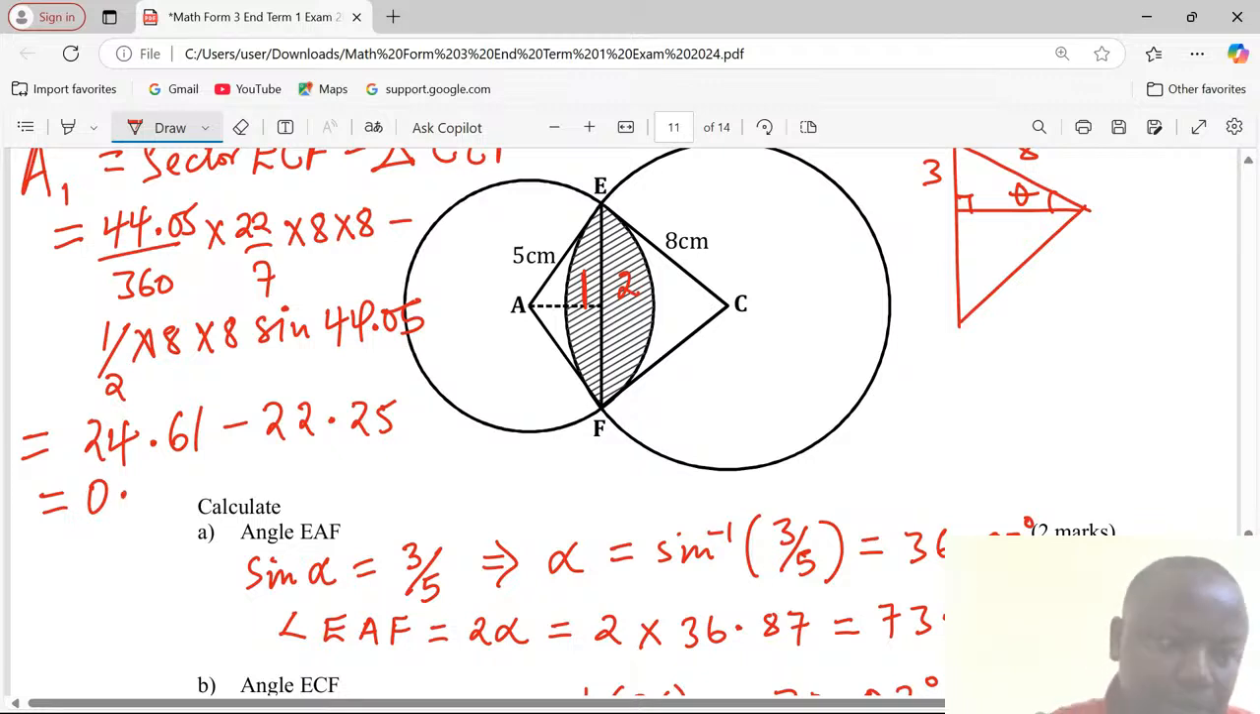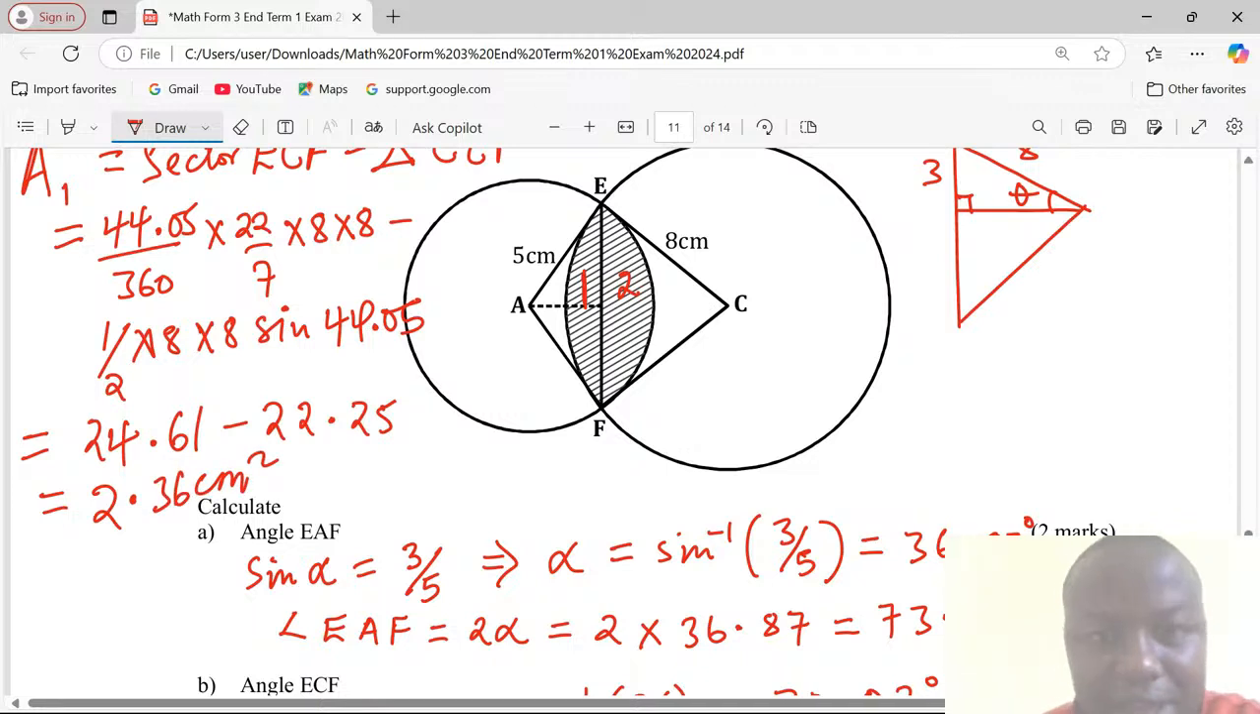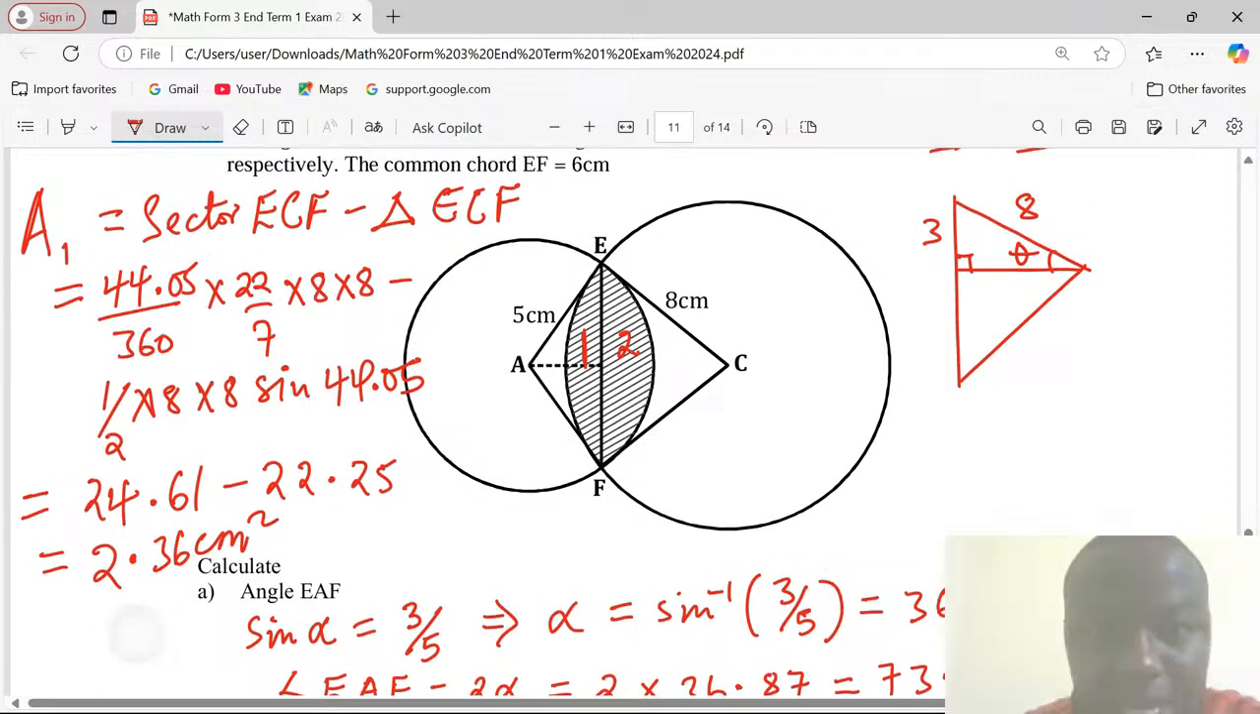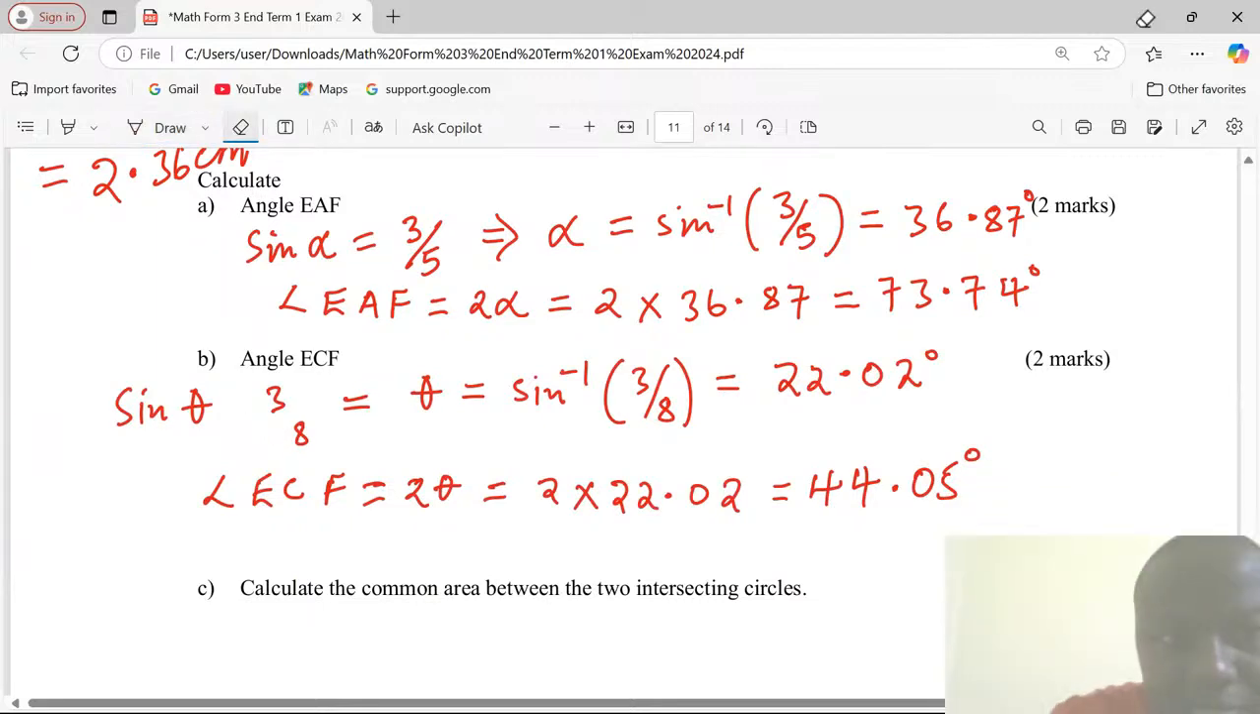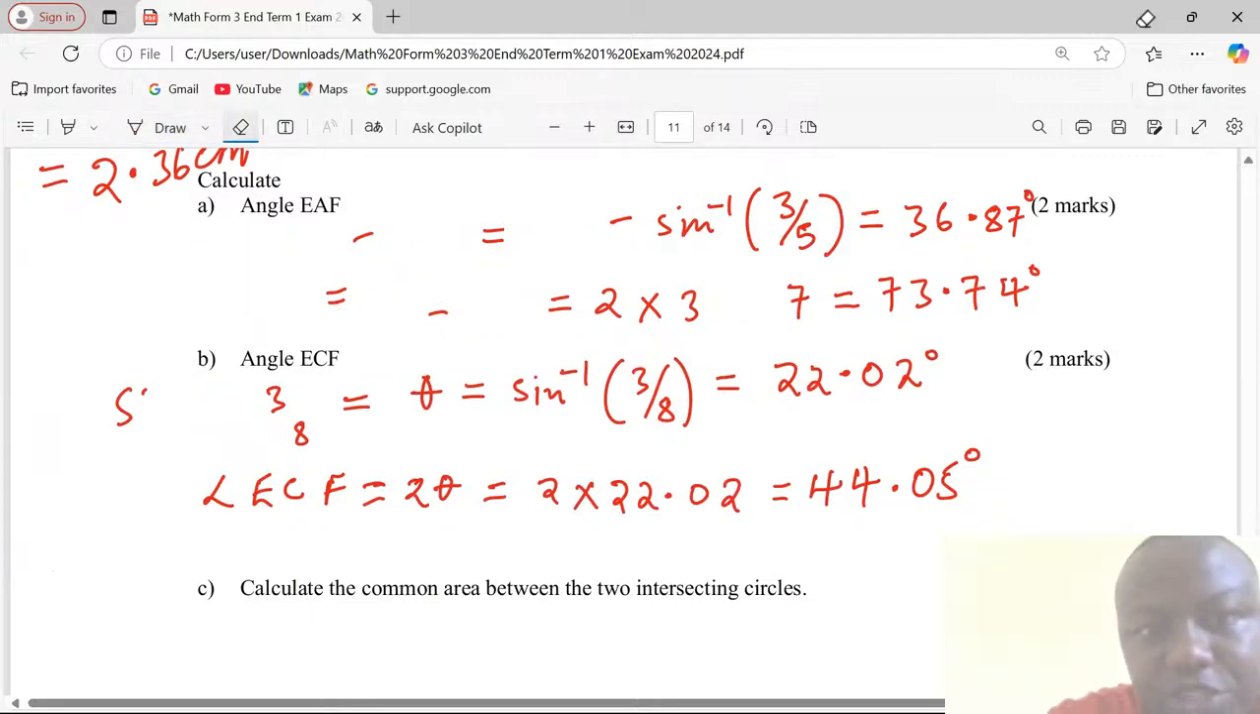Yeah, I'm supposed to check: 24.61, I subtract 22.25. This is 2.36, sorry, 2.36 square centimeters. This is now the area of the first segment. What about the second segment here? Area 2.